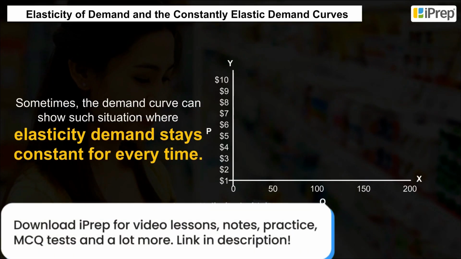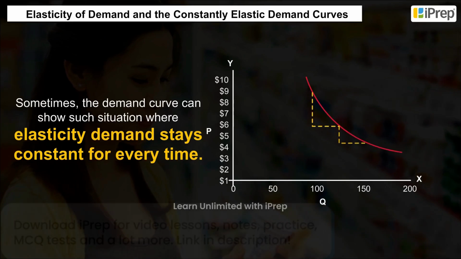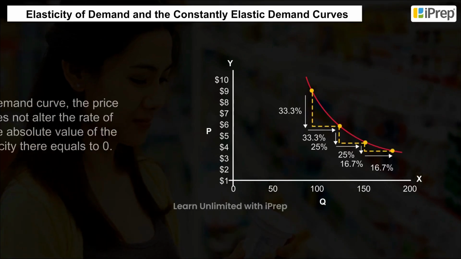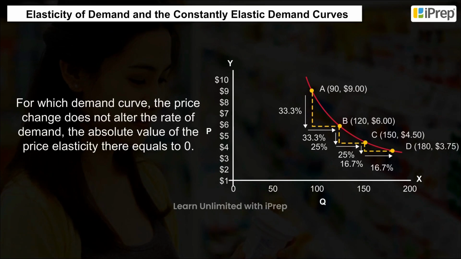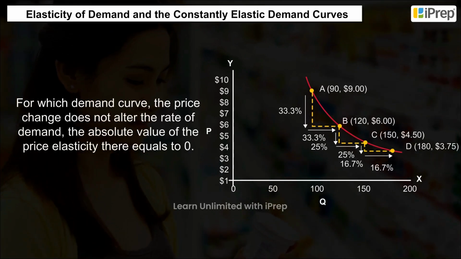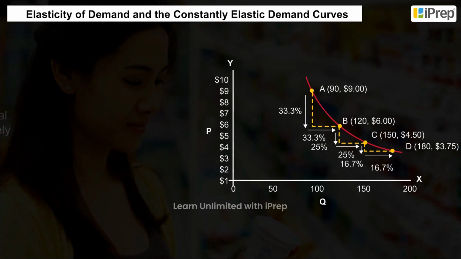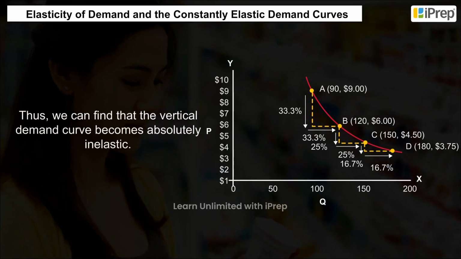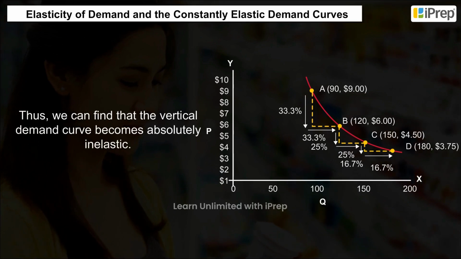Sometimes the demand curve can show a situation where the elasticity of demand stays constant all the time, for which the demand curve, the price change does not alter the quantity demanded. The absolute value of the price elasticity there equals zero. Thus we can find that the vertical demand curve becomes absolutely inelastic.